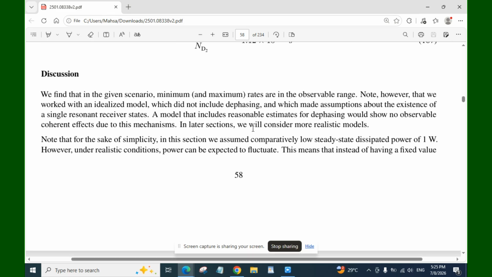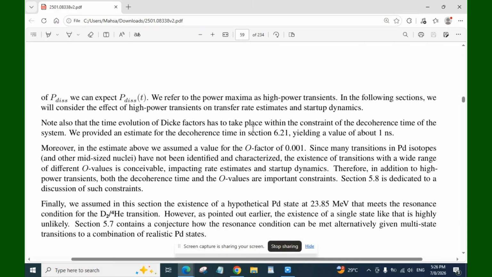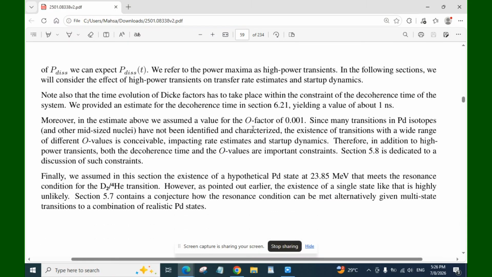Note that for the sake of simplicity in this section, we assume a comparatively low steady-state dissipated power of 1 watt. However, under realistic conditions, power can be expected to fluctuate. This means that instead of having a fixed value of P dissipation, we can expect P dissipation to depend on time. We refer to the maximal power as high power transient.